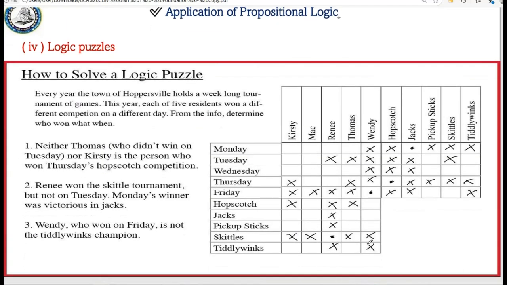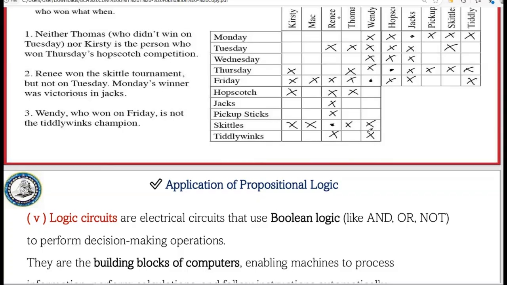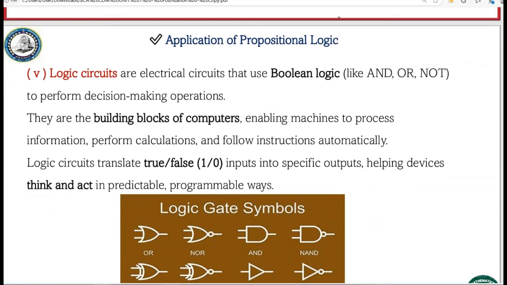So here, how do we solve the logical puzzle? They have given Monday, Tuesday, Wednesday, Thursday, Friday, and the sports you play. Every year the town of Hipporville holds a week-long tournament of games. This year, each of five residents won a different competition on a different day. From the information, determine who won what and when. This type of puzzle will be asked. So these are the different types of puzzles which we can learn.